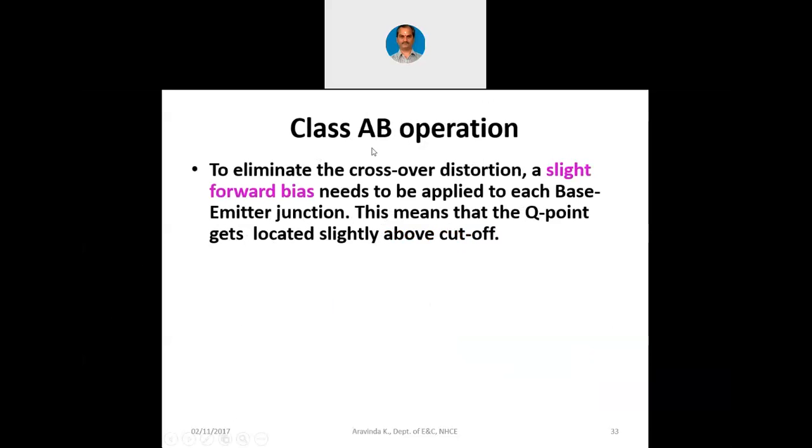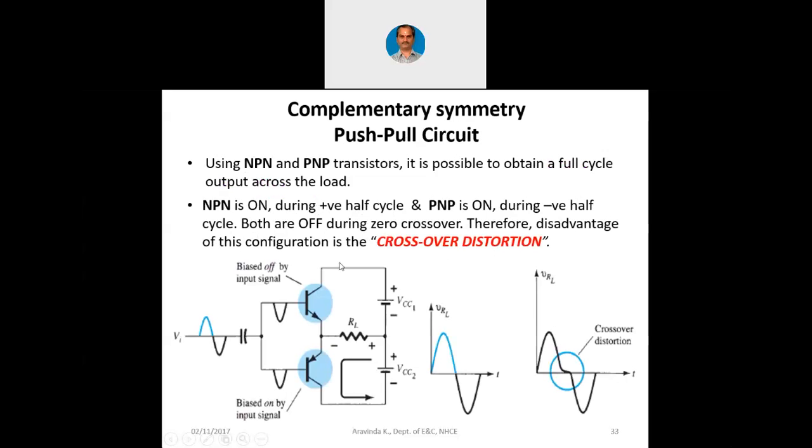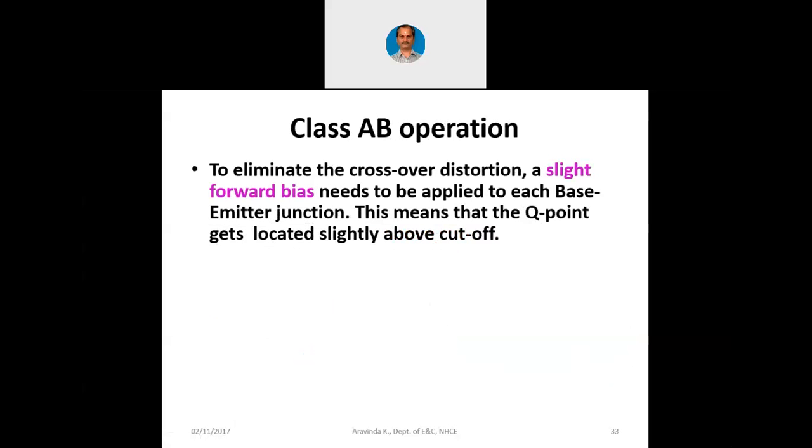Now, this is called class AB operation. To eliminate the crossover distortion, a slight forward bias needs to be applied to each base emitter junction. This means that the Q point gets located slightly above cutoff. In the circuit which I am showing you now, the Q point is at cutoff region. That means when the input signal is absent, both the transistors are off. That means the Q point is situated in the cutoff region. Now, to overcome the crossover distortion, we will have to apply a slight forward bias for each of the transistors.